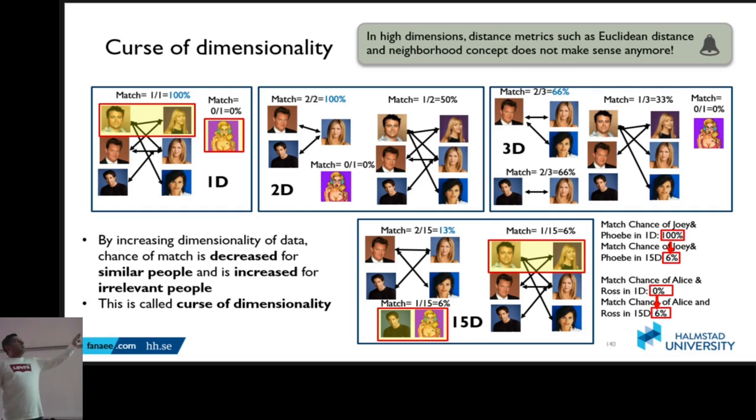So in high dimensions, for this reason, distance metrics such as Euclidean distance and the neighborhood concept do not make sense anymore. So if you apply the KNN method, the nearest neighbor method, on data with 1,000 features, you are doing something wrong. And when you are doing that, remember this example, right? Everyone is similar to everyone.